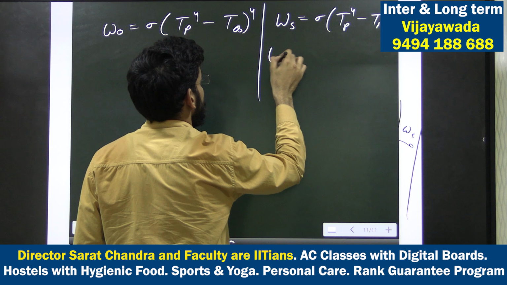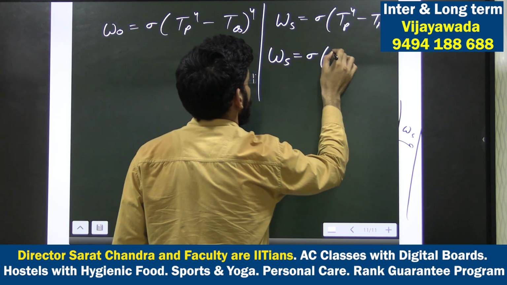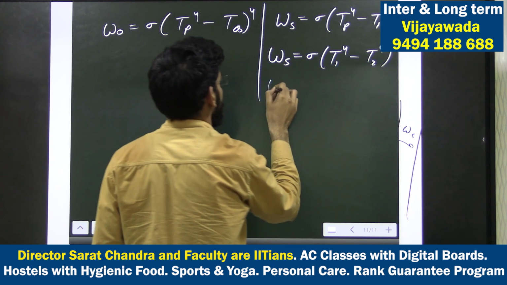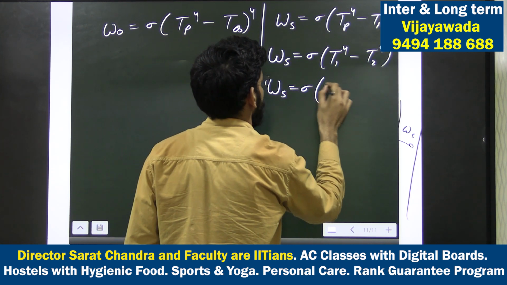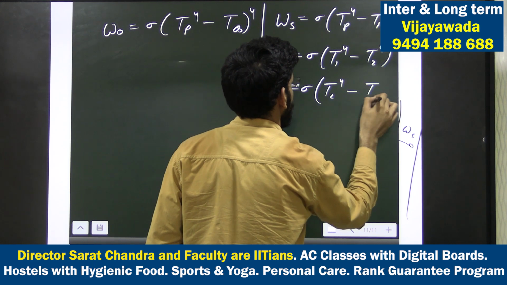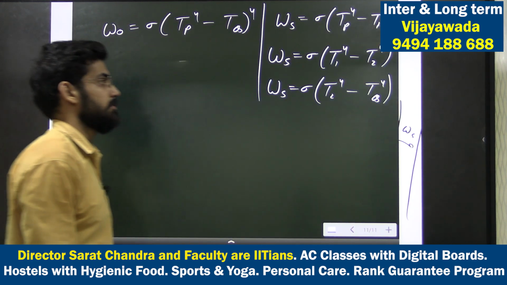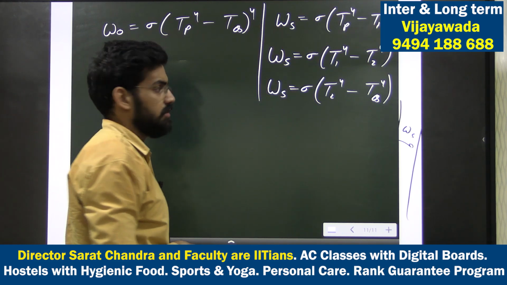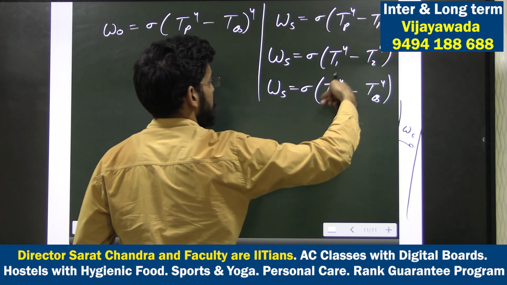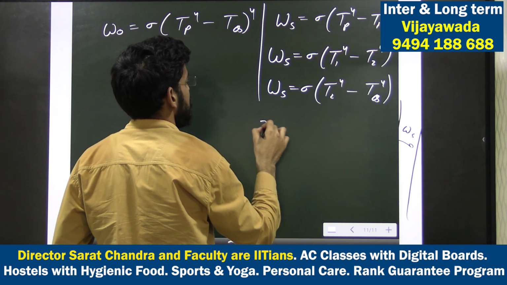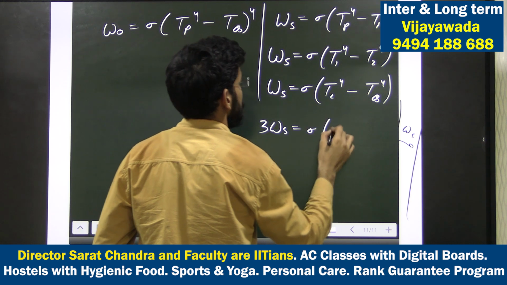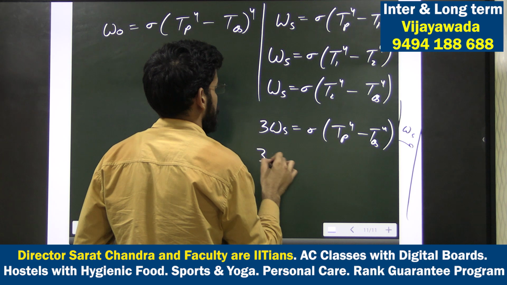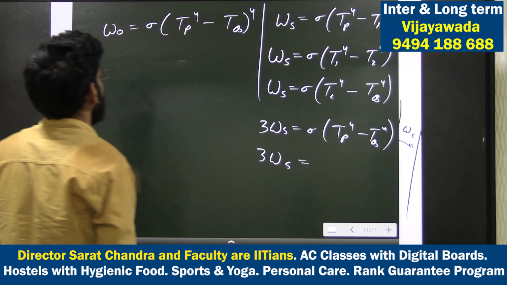Then again next also will be Ws: sigma into T1 raised to power 4 minus T2 raised to power 4. Next Ws will be sigma into T2 raised to power 4 minus Tq raised to power 4. So here add all three. Why add all three? Because T1 also got eliminated, T2 also got eliminated. So 3Ws is equal to sigma into Tp raised to power 4 minus Tq raised to power 4. This is inside W0.